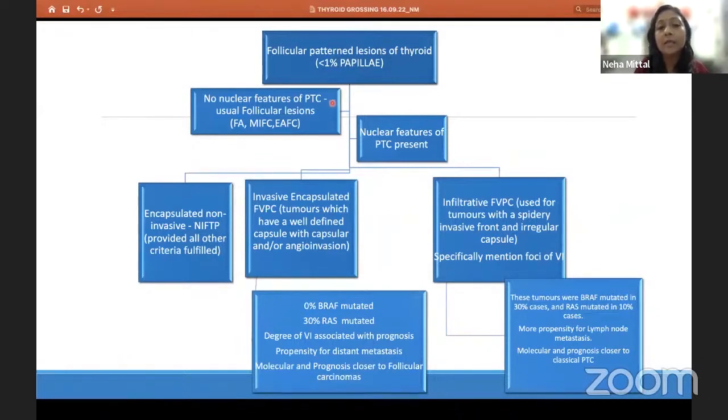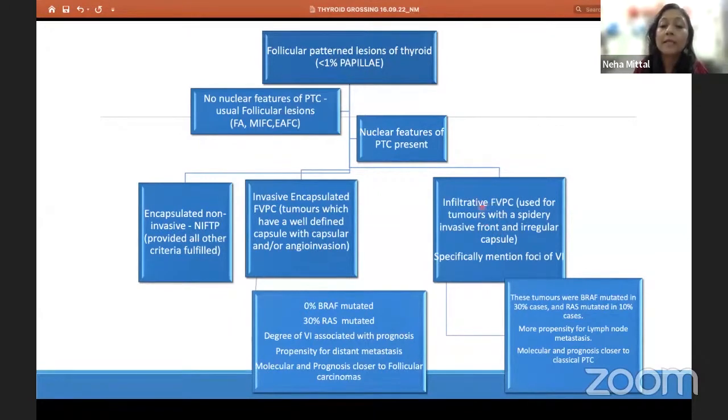of the thyroid. So less than 1% papillae is important. No nuclear features of PTC, so follicular lesions. Then look at whether it is minimally invasive or early or angioinvasive, encapsulated angioinvasive follicular carcinoma. If nuclear features of PTC are present, then see if it has a capsule or not. If no capsule, follicular pattern, then this was known as the original infiltrative FVPC with the spidery type of infiltration, which Dr. Gosain very beautifully described in Dr. John Rosai's paper.